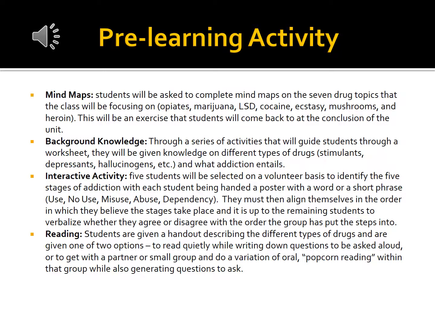Interactive activity. 5 students will be selected on a volunteer basis to identify the 5 stages of addiction, with each student being handed a poster with a word or short phrase. They must then align themselves in the order in which they believe the stages take place, and it is up to the remaining students to verbalize whether they agree or disagree with the order the group has put the steps into.